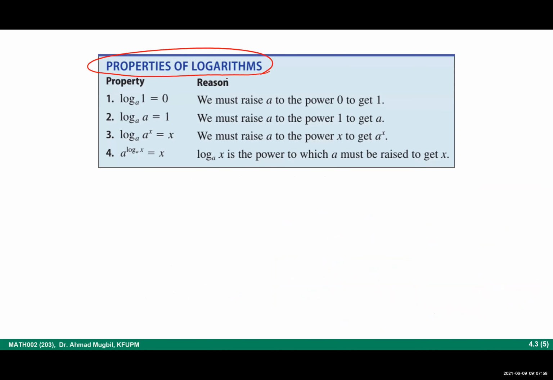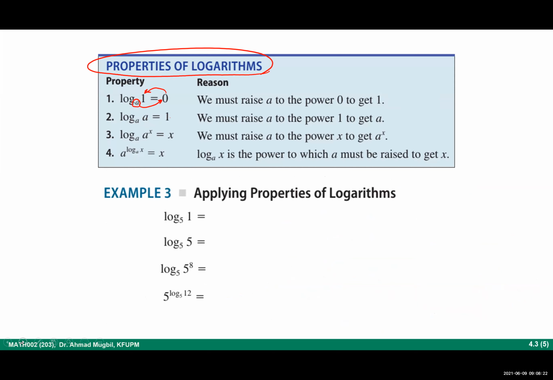Now we are starting, ya shabab, focusing on the main ideas here. Log a of 1 equals 0. Why? Because a to the power 0 equals 1. Log a of a is 1. Why? Because a to the power 1 is a. This is clear. Log a of a to the power x is x, and this is cancelled, and we have it.